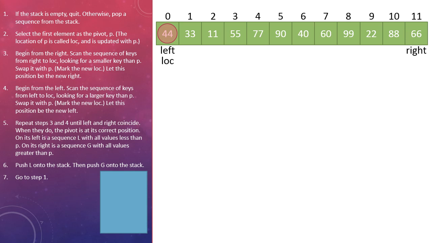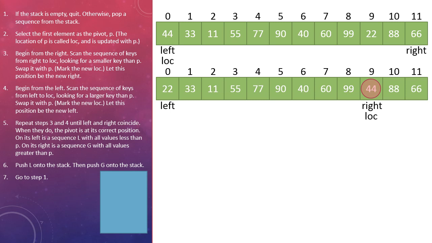Start a scan from the right, looking for a smaller element than 44. 66 is not smaller, 88 is not smaller, but 22 is smaller than 44. So what do we do? We swap 44 and 22. This is what we get. You see that lock is now pointing to 9 because 9 contains the pivot. I had started the scan from the right and I scanned till index 9, so right is now at 9 and left is at its previous position.